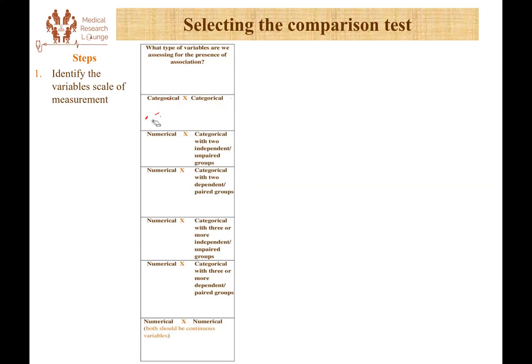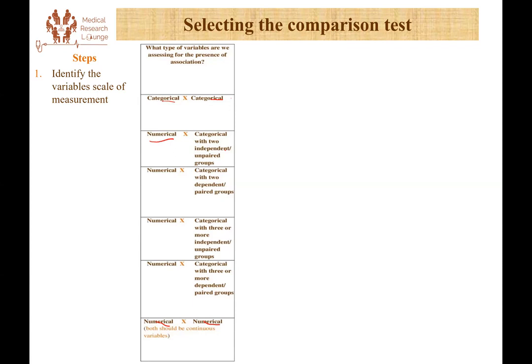based on the two groups' scale of measurement. Either both of them are categorical or both of them are numeric, or we can have a numeric variable combined with a categorical variable, with different levels of responses and with different degrees of pairing. We will see them one by one with an example. But before proceeding to the tests, let me show you something.